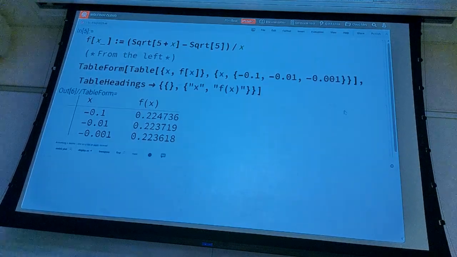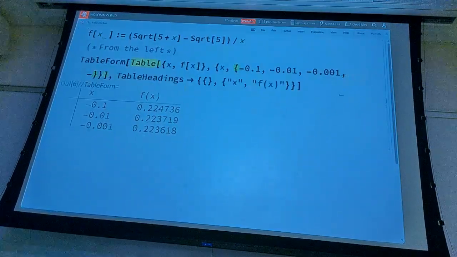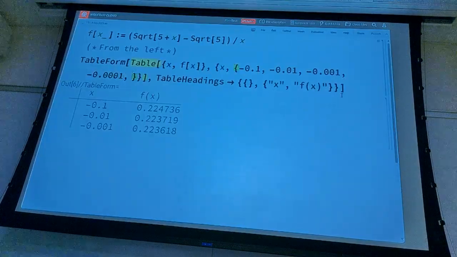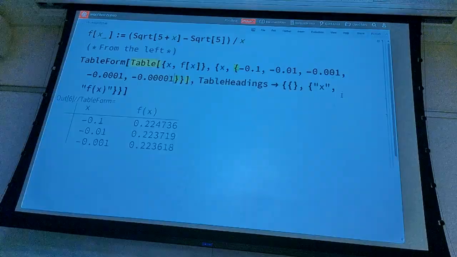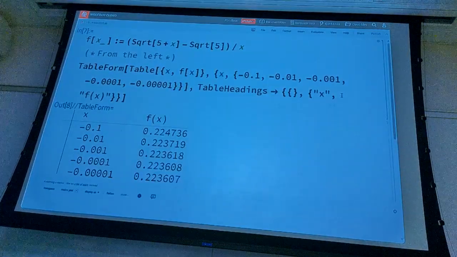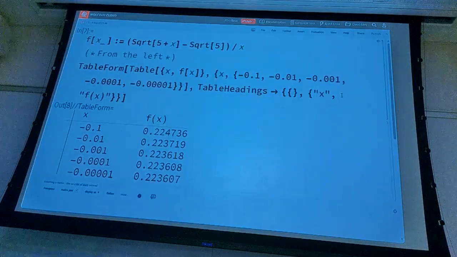Is that good enough? Looks good. So I'll say, there you go. There is our table for the values approaching 0 from the left.